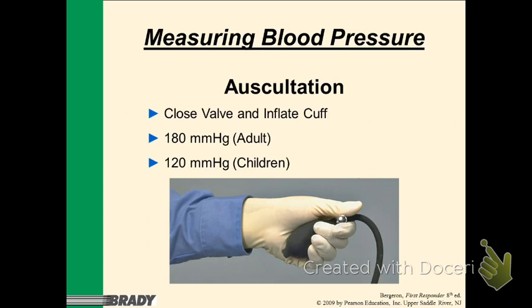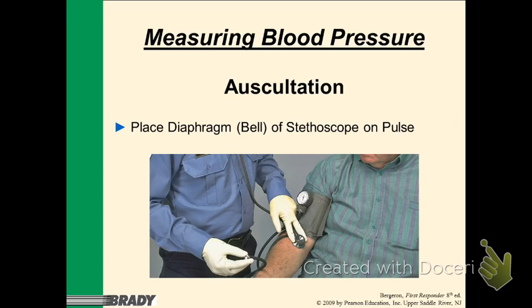So now that we have the palpated pressure, I know that I can get an auscultated pressure. Now I'm listening with the stethoscope, auscultation. So when I put these in my ears, the diaphragm of the stethoscope goes over where the brachial artery is. We'll go through the stethoscope in a minute.